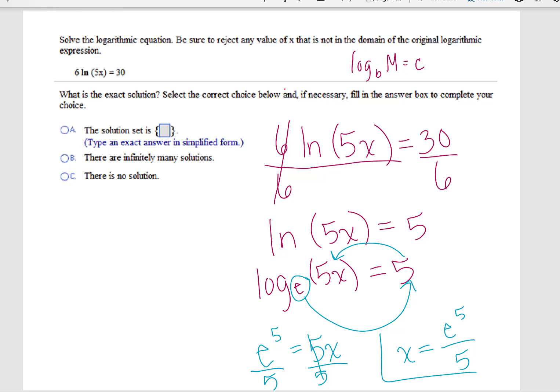So I'll check here to see what answer they want. Do they want an exact answer, or do they want an approximated answer? So I go up here and they're asking in the small blueprint for an exact answer. So I'm going to leave that e to the 5th as is, and that would be my answer. Let's check it.